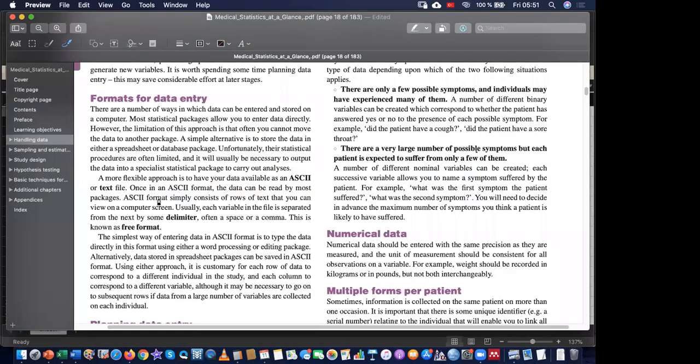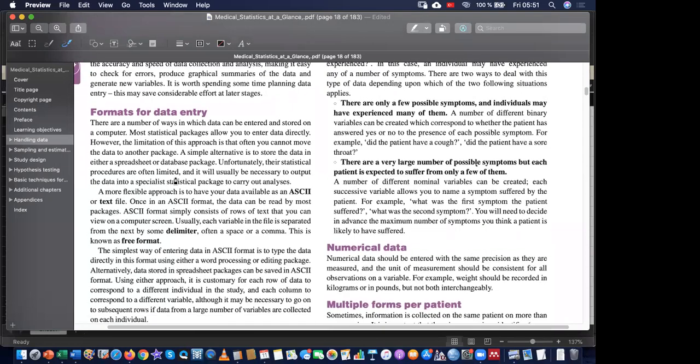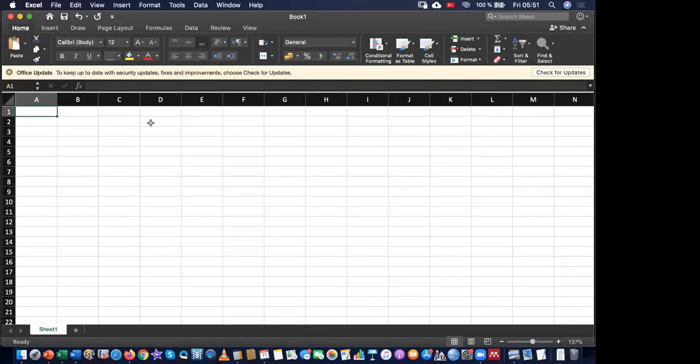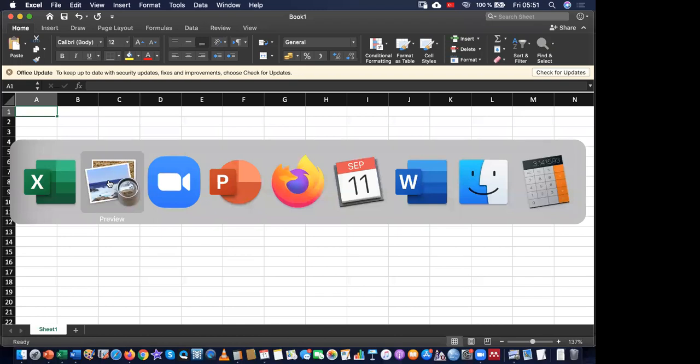Okay, folks. Now, let's discuss something about data entry. Data entry nowadays is done on computer programs. We use computer software for data entry. This sheet, for example, is from Microsoft Excel. Microsoft Excel is almost present in all computers, as you know.